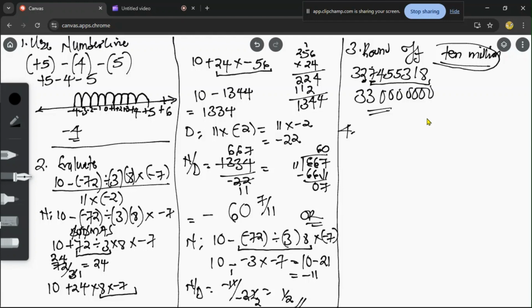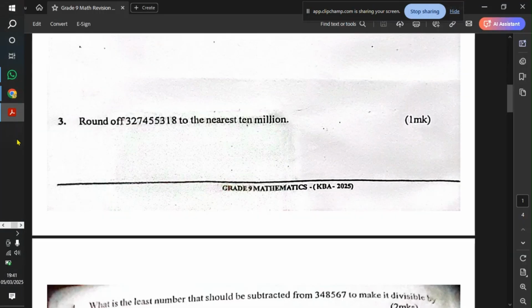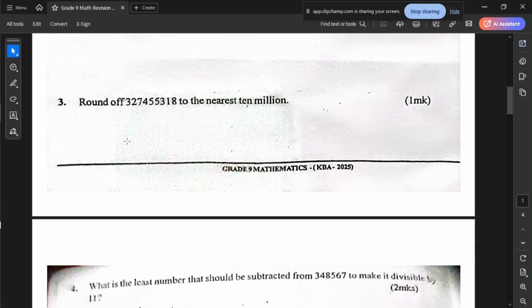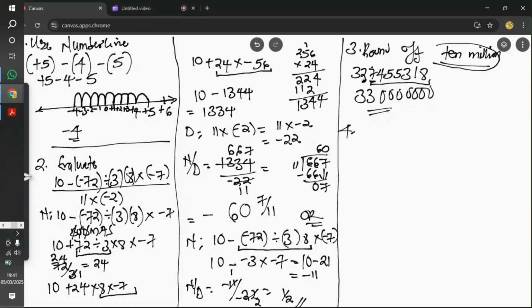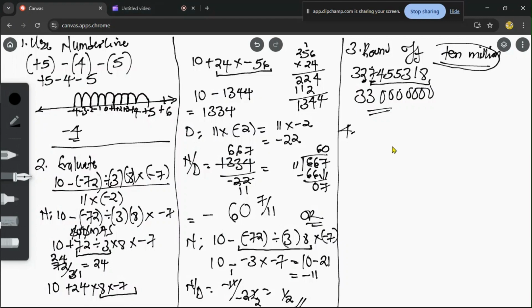The next number is number 4, which the question reads, what is the least number that should be subtracted from this number to make it divisible by 11? What is the least number that should be subtracted from this to make it divisible by 11? Now, divisibility test for 11. So if I come here, I want the number that can be subtracted from 3, 4, 8.